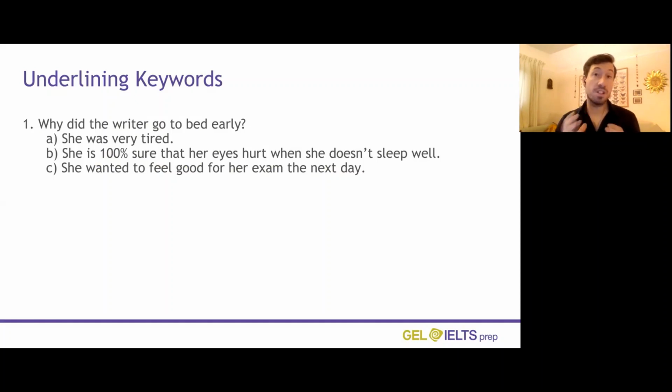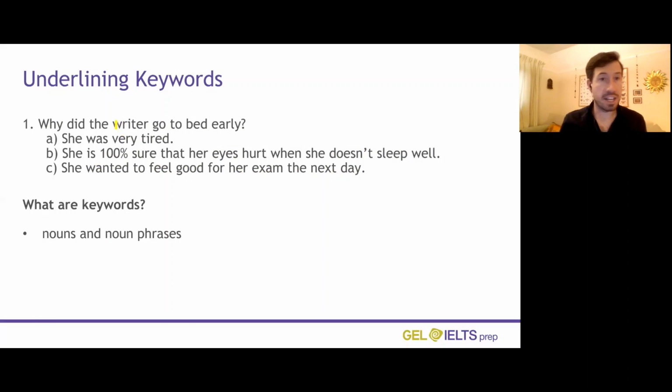Now, the first step that you want to do whenever you get a question like this is to highlight the key words in there. And we're going to look at what we mean by key words. Well, keywords, for starters, are nouns and noun phrases. So like in here, we've got the writer, her eyes, and her exam as well. So I'd want to highlight those things there. Then you'd want to highlight verbs and verb phrases like go to bed, hurt, doesn't sleep well, and wanted to feel good. They're all verbs or verb phrases, and they're very important.